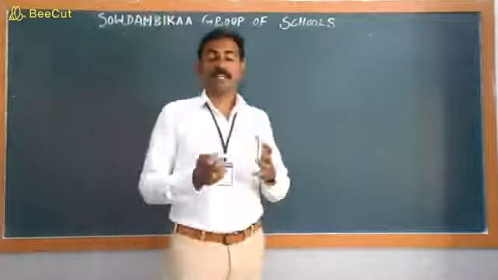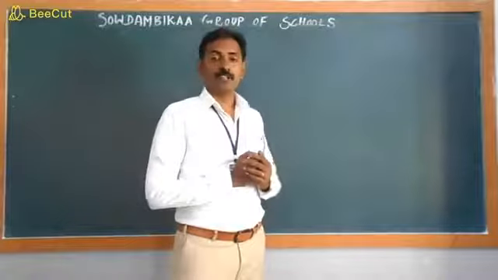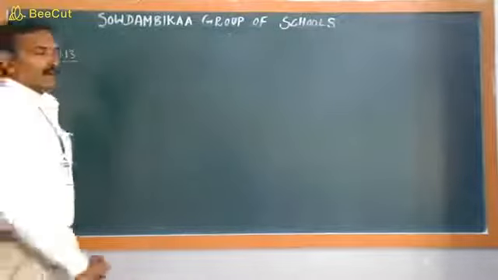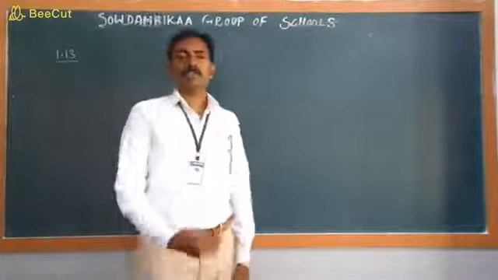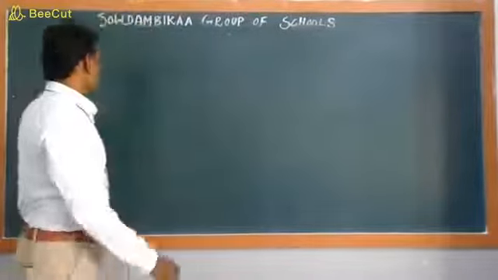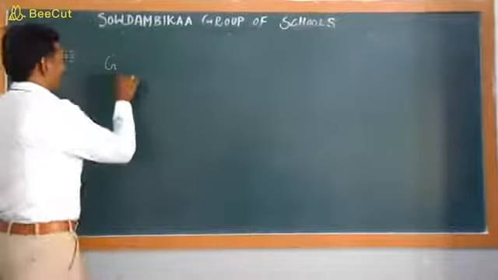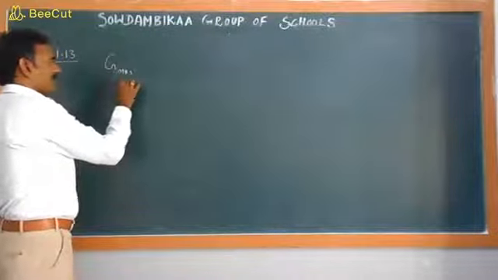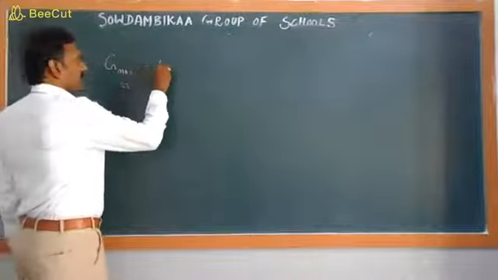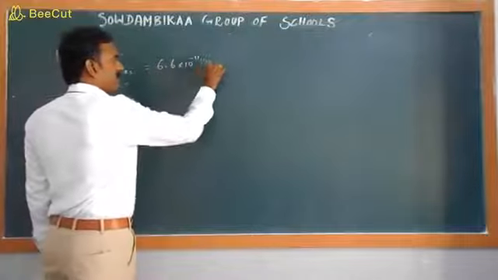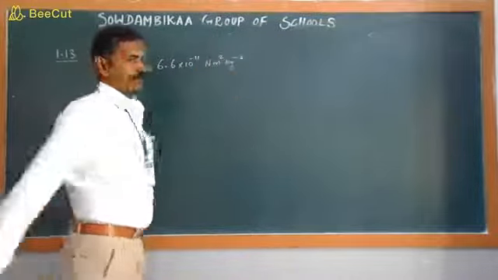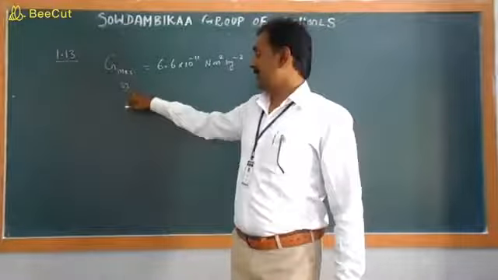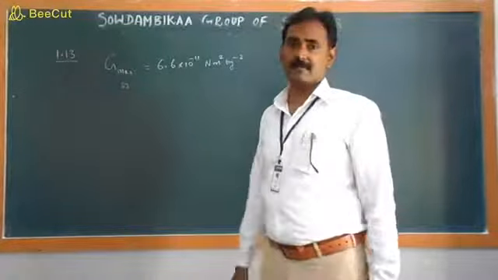Now we see example number 1.13 on the dimension. The question is how to convert units from one system to another system. The gravitational constant in the MKS or SI system has the value 6.6 × 10^-11 N m² kg^-2. The question is how to convert this from the Système International, that means SI, to the CGS system.